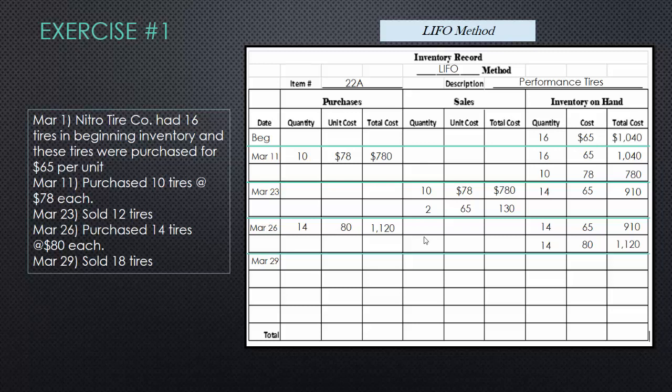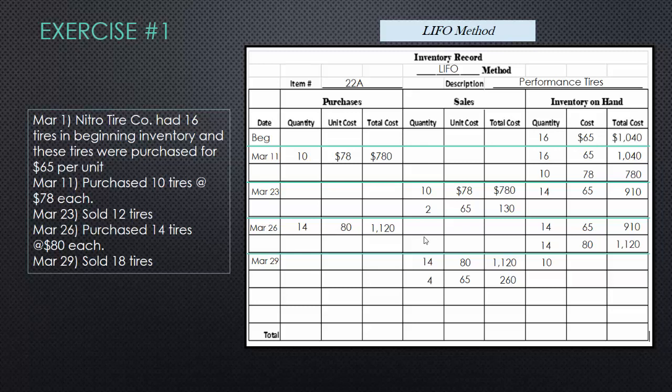Let's assume that we're going to sell as many of those as we possibly can in order to get up to the total quantity of our sale, which is 18 in this case, which will require us to sell all 14 of those $80 tires for a total cost of $1,120. And to get to the 18 units that were sold in total, we're also going to have to sell 4 of our $65 tires from beginning inventory. So that has a cost of $260.